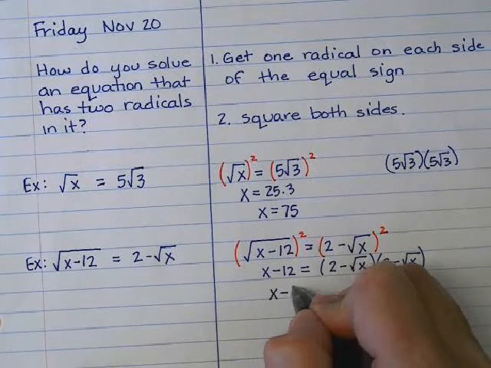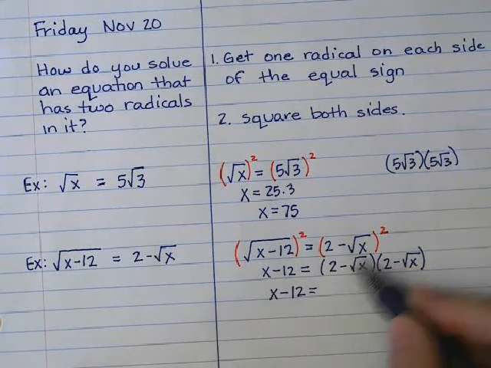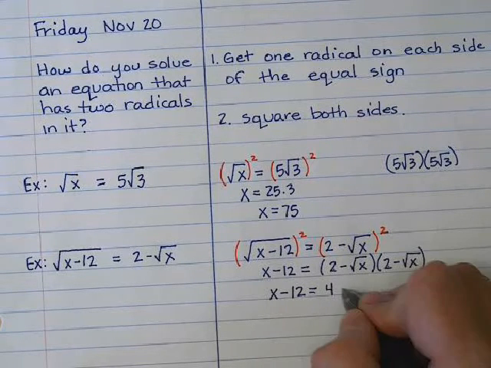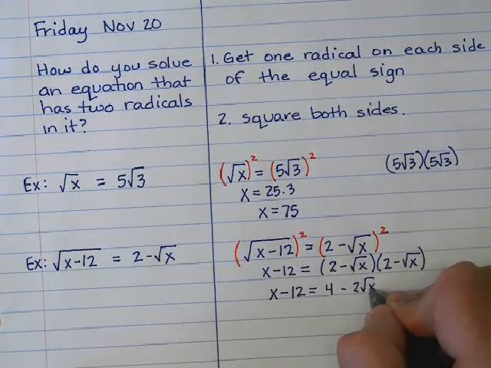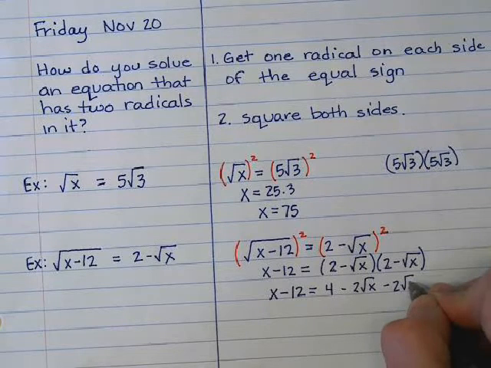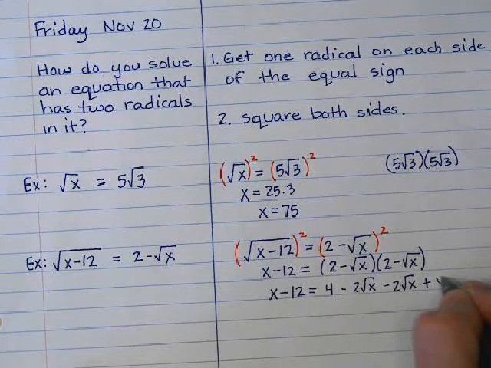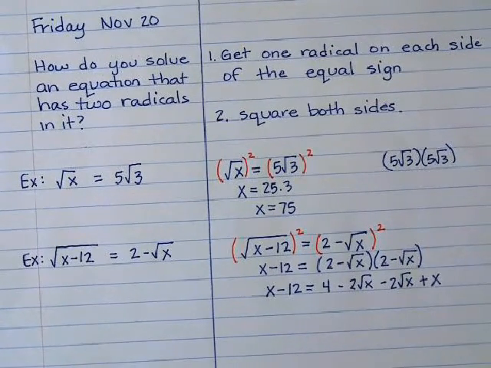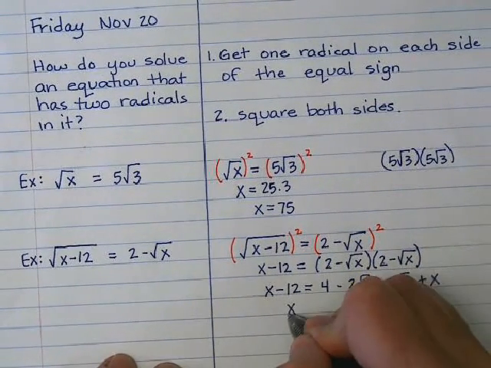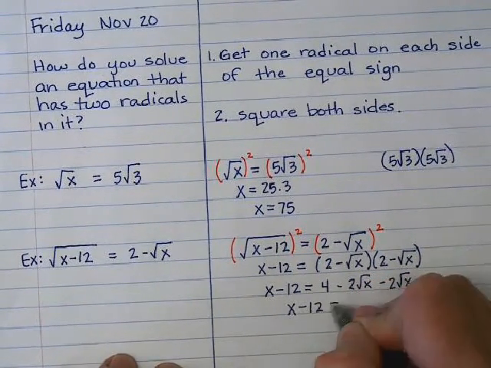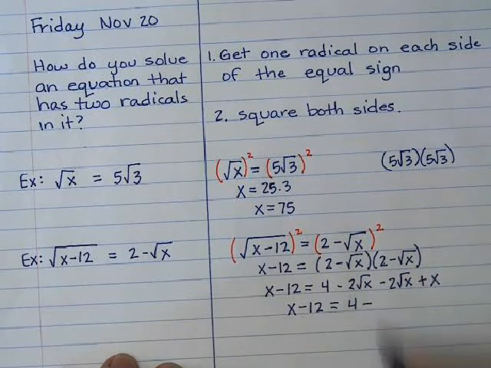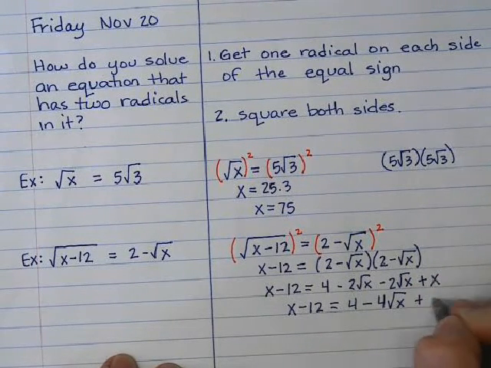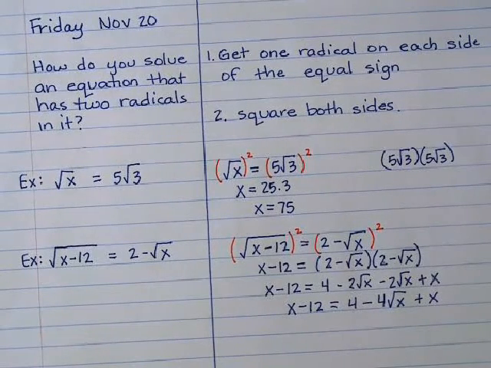I'm going to bring down my x minus 12, and I'm going to go 2 times 2 is 4, minus 2 radical x, minus 2 radical x. And I know it's a plus x because the square root of x times the square root of x is x. So x minus 12 equals 4 minus 4 radical x plus x.